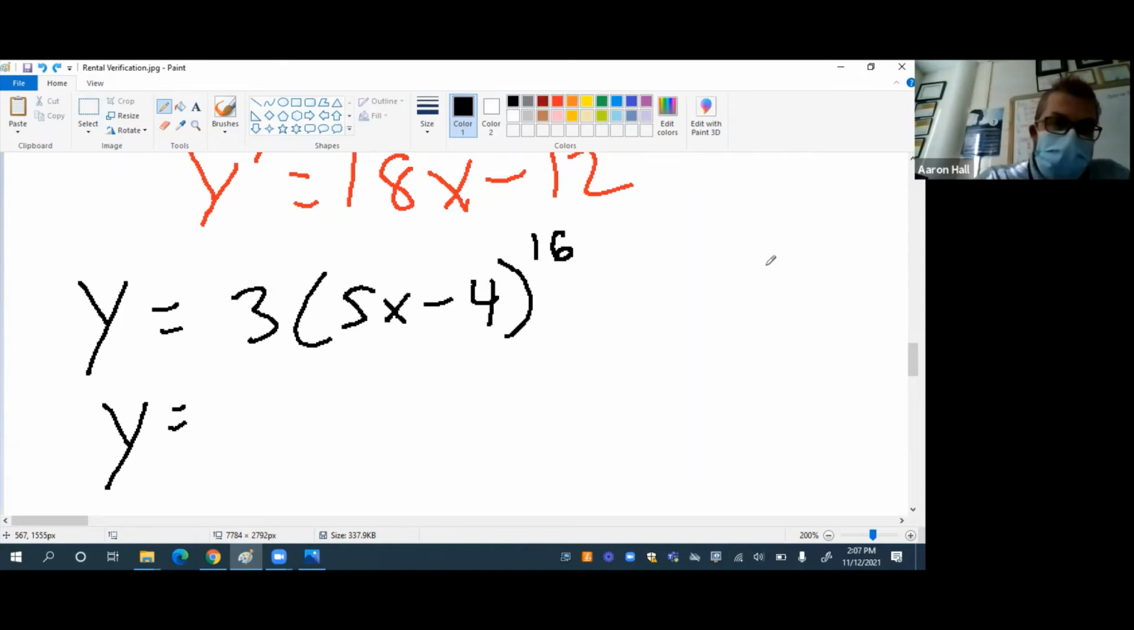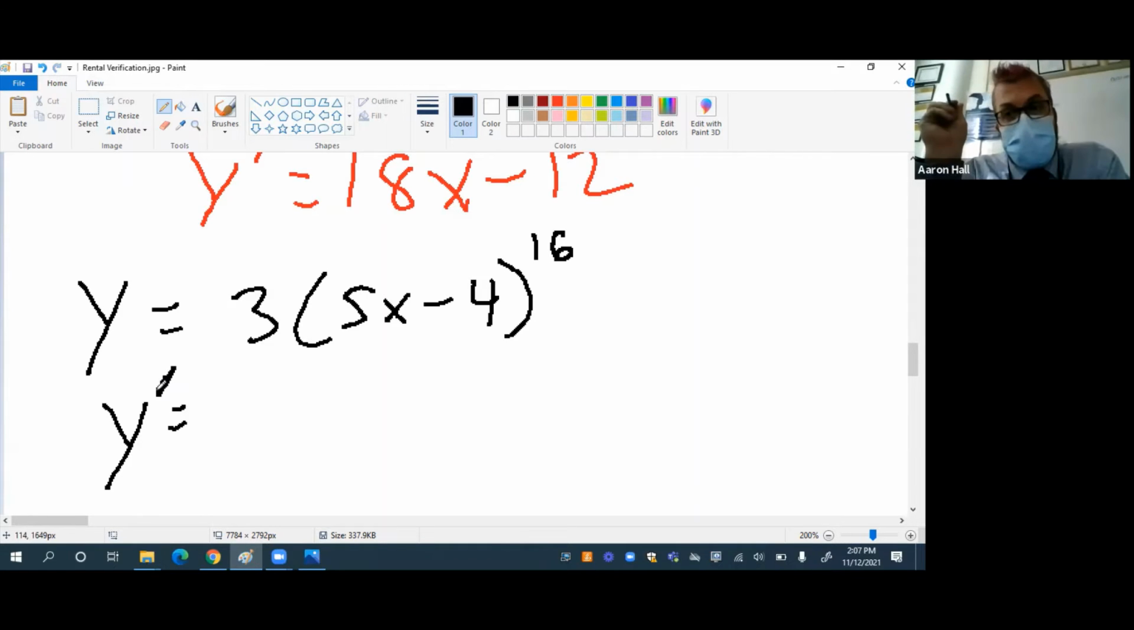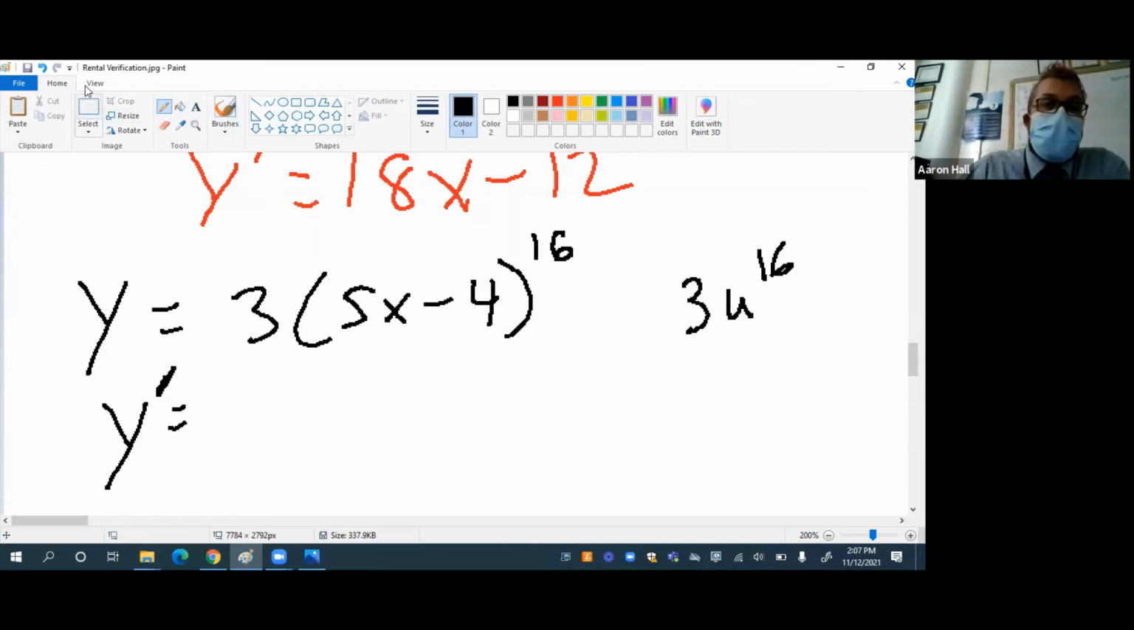Well, let's do the derivative then. How do we do the derivative using the chain rule? Take the derivative of the outside function times the derivative of the inside. Yep. So let's do the derivative of the outside function. What is the outside function? Yeah, that's the derivative of the outside function, 3u to the power of 16. What is the derivative of that?